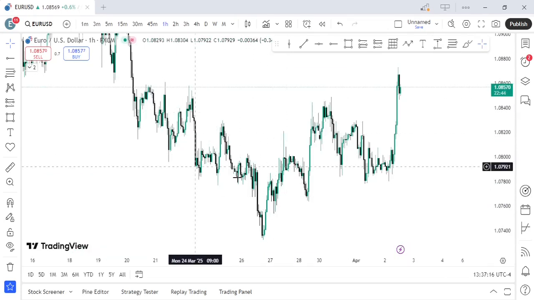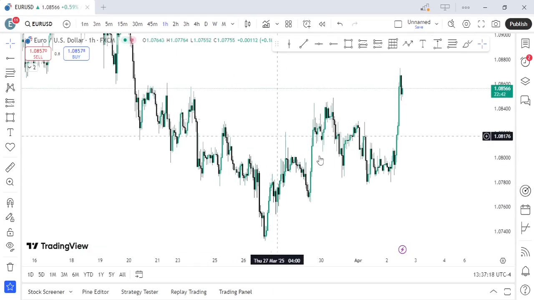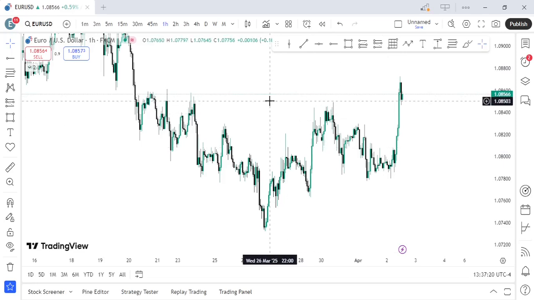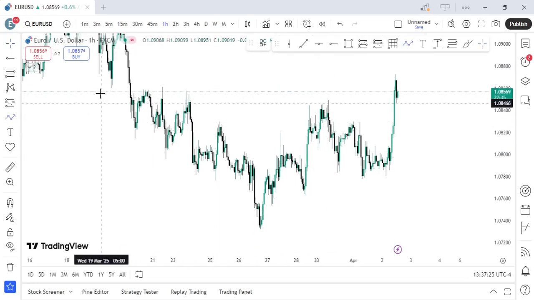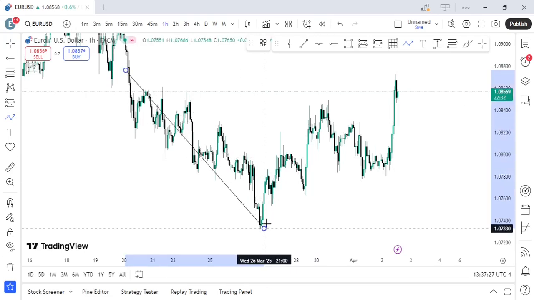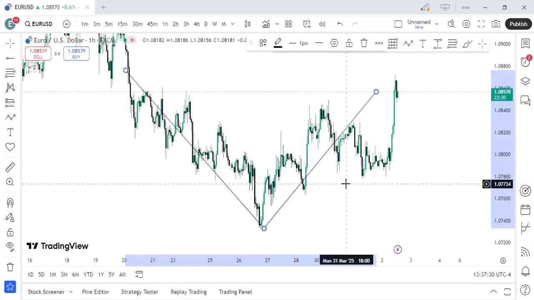Okay, so now we're going to be moving on to our next example. Now this is going to be a bullish scenario. The last example we covered was a bearish scenario. Now as you can see, price has been coming all the way down. Okay, and currently price is on a bullish momentum, right?